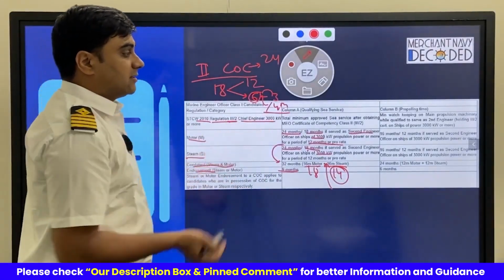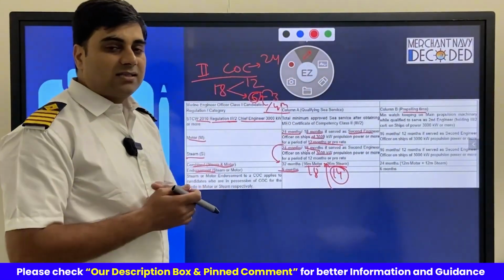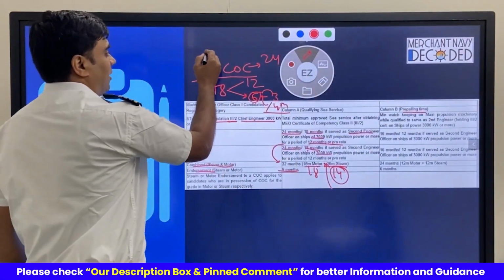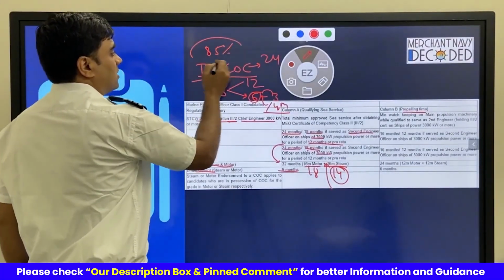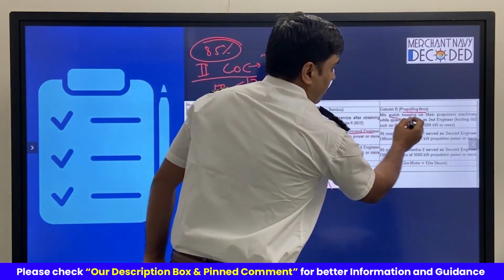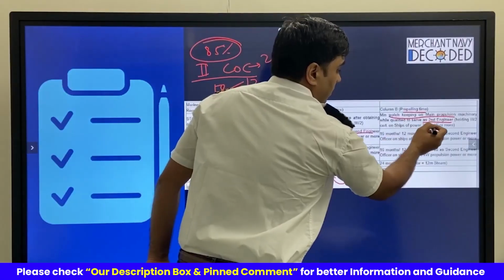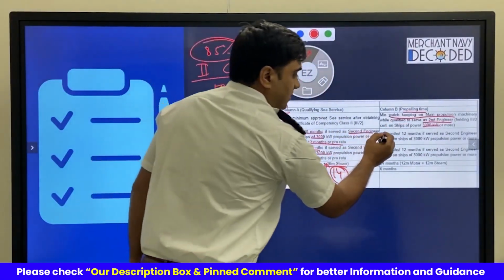Now, what is this propelling time? Normally when we take this sea service testimonial from the ship, we take around 85%, although 85% is not required. How much is required? It says minimum watch keeping on the main propulsion engine while qualified second engineer. So this is the requirement, 16 months.